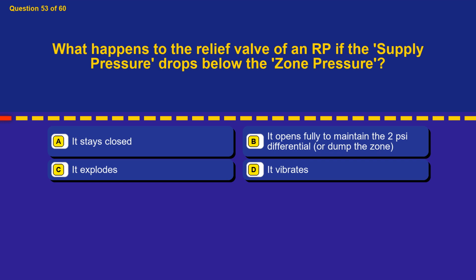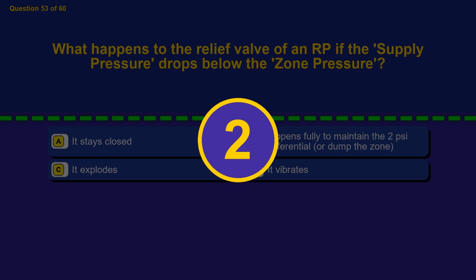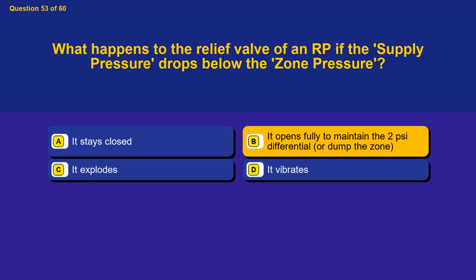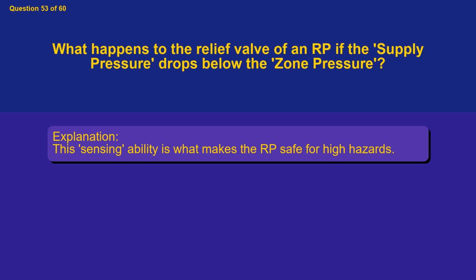Question 53. What happens to the relief valve of an RP if the supply pressure drops below the zone pressure? Option A, it stays closed. Option B, it opens fully to maintain the two-side differential, or dump the zone. Option C, it explodes. Option D, it vibrates. The correct answer is option B. It opens fully to maintain the two-side differential, or dump the zone. This sensing ability is what makes the RP safe for high hazards.